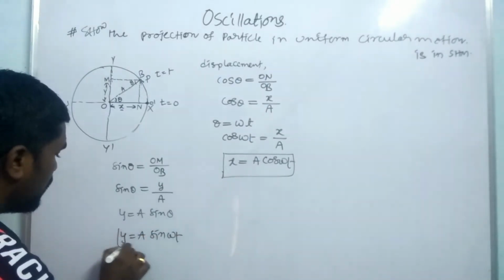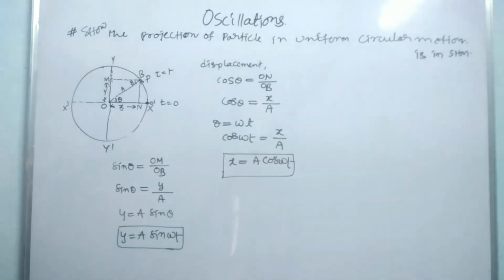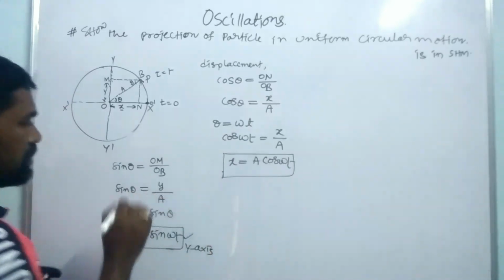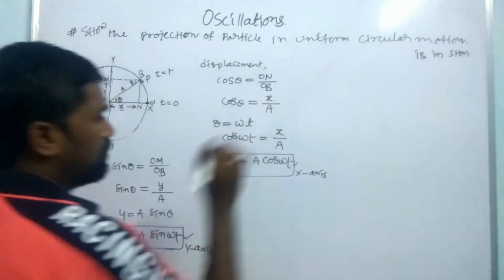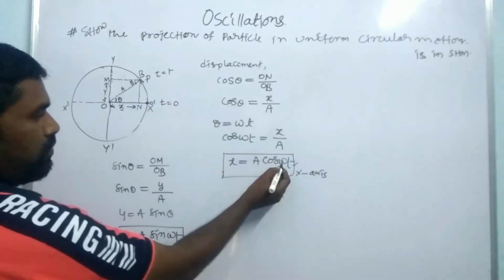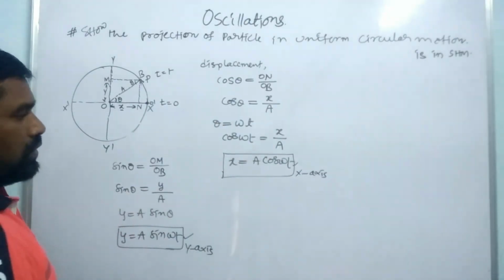So this is also the displacement of the particle along the y axis. If we have taken the y axis, then you have to write this equation. If you take the x axis, you have to write the other equation. So both are similar equations. Here theta is the angular displacement, and omega is the angular velocity.